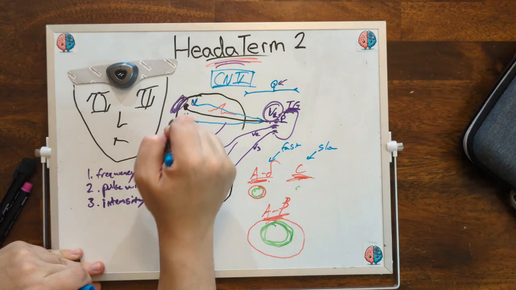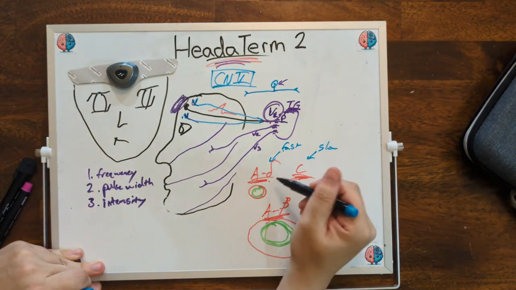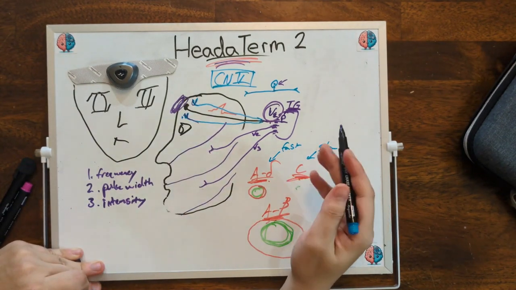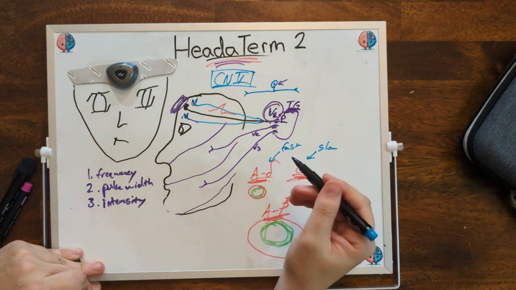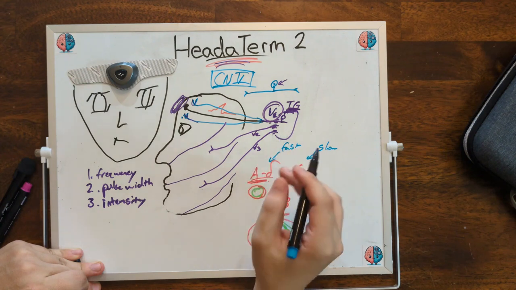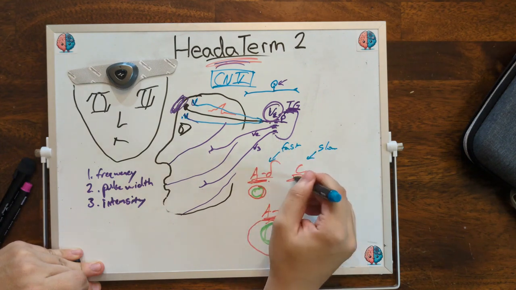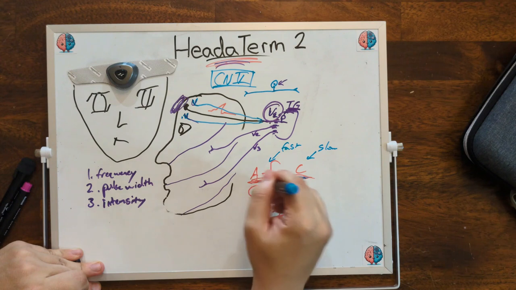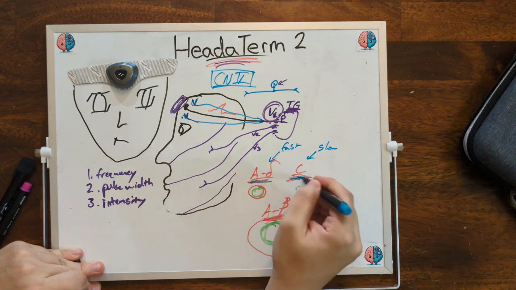So let's say if you hit your forehead, A delta fibers will be quick to respond. It'll give you a sharp, highly localized, painful sensation. But afterwards, you'll feel this dull throbbing and poorly localized sensation, and that would be your C fibers. So A delta, fast; C fibers, slow.